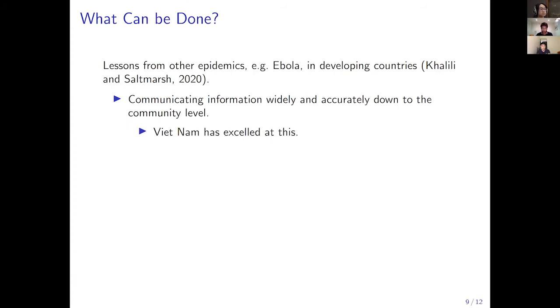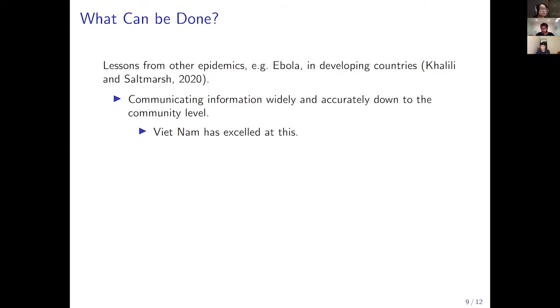And here I'm going to step out of my area of expertise a little bit and summarize some of the things that I've picked up over the last few weeks. One of the things that's true is while this particular virus is new, we have had epidemics in the developing world before, right? The one that comes to mind is Ebola in Africa. And there are lessons to be learned from how countries fought the Ebola epidemic and in translating that to policies for today. So I'm going to rely on this article by Khalili and Saltmarsh, which talks about an NGO in Uganda and what it did to try to combat the spread of Ebola there.